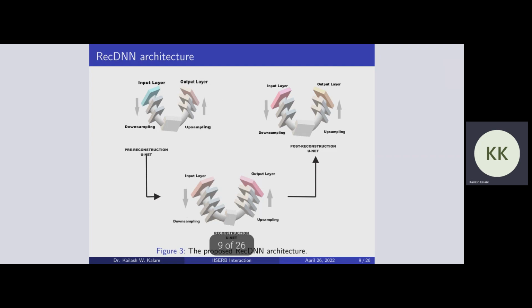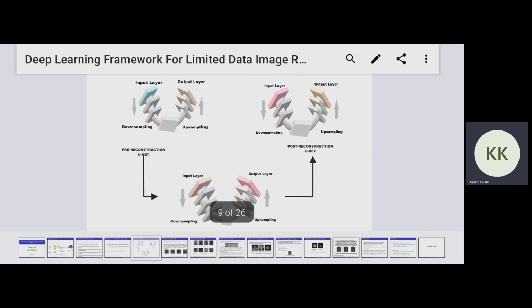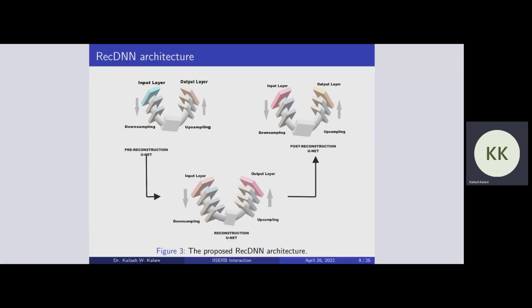In this case, this Regdian architecture has three main components. One is called the pre-reconstruction unit, another one is the reconstruction unit, and the third one is the post-reconstruction unit. The pre-reconstruction and the post-reconstruction units have a similar structure, whereas the main reconstruction unit is bigger than the pre-reconstruction as well as the post-reconstruction unit. The basic idea of adding these three units is to reconstruct the image properly using the limited view projection data.